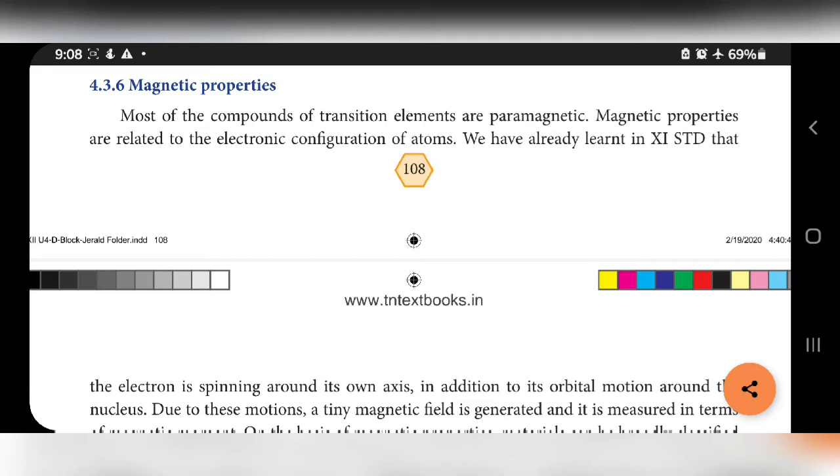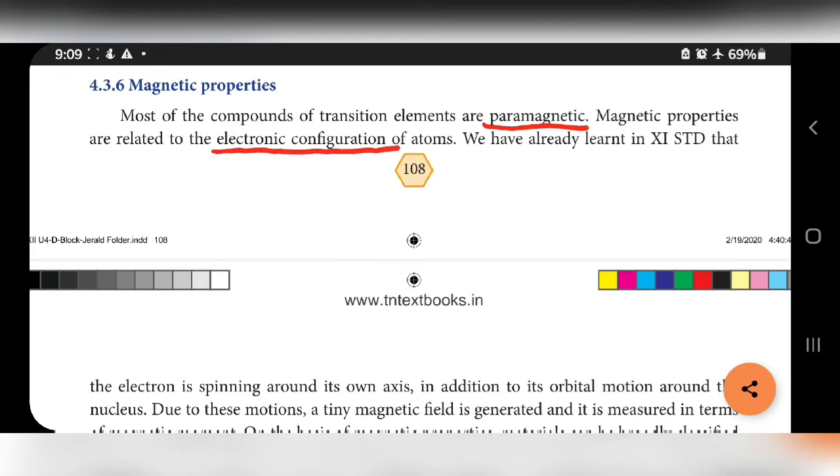Most of the compounds of transition elements are paramagnetic. So most of the d-block elements, that is transition elements, are paramagnetic. Magnetic properties are related to the electronic configurations of atoms, because if it contains unpaired electrons, that is called paramagnetic. If there is no unpaired electron, that is called diamagnetic. Both paramagnetic and diamagnetic depend upon the unpaired electrons only, that is, the electronic configurations only.